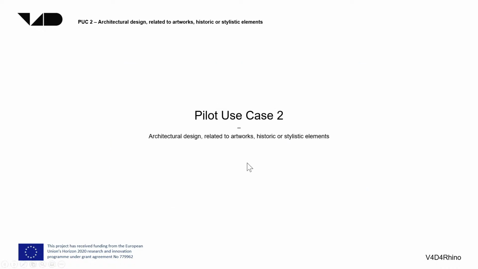Now I go into the second pilot use case. And the second pilot use case is about architectural design related to artwork, historic, or stylistic elements. That basically means that we want to use the V4Design tool as a design tool to get inspired by a 3D model and have a different source of inspiration for our design process.